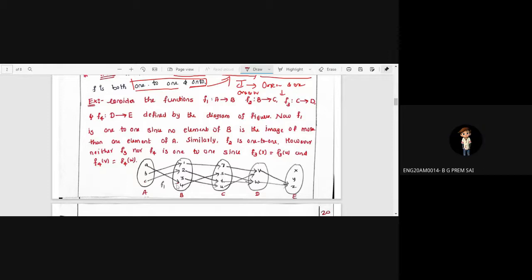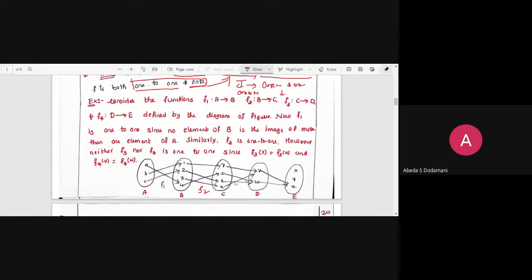Since no element of B is the image of more than one element of A, f1 is 1-1. Similarly, come to f2 from B to C. 1 is going to R, 2 is going to T, 3 is going to U, and 4 is going to S. Is it 1-1, guys? Yes, because every element is going to a unique image.